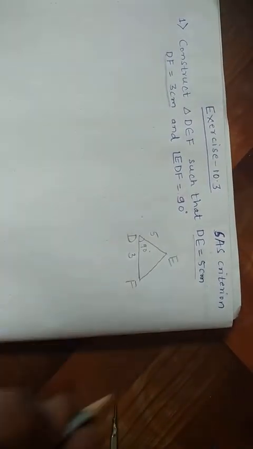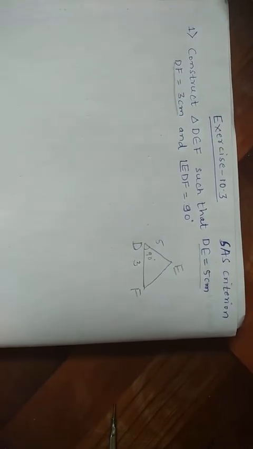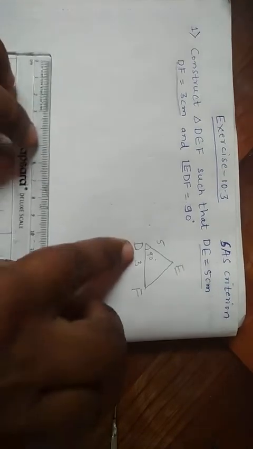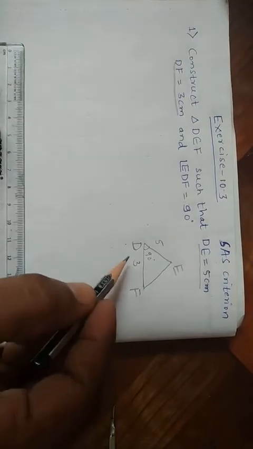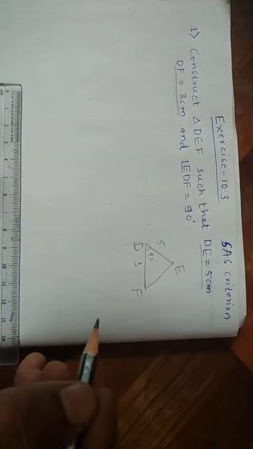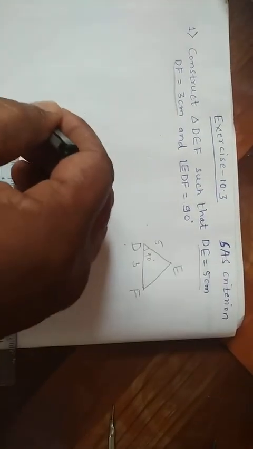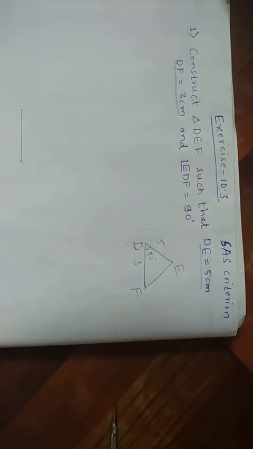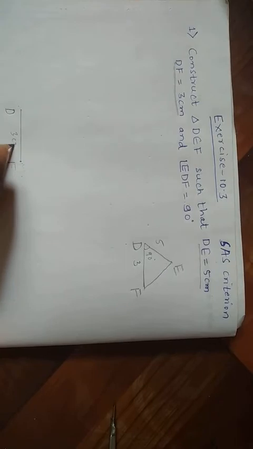Understood, students? So let me solve this using the geometrical equipments. First, you have to draw one line containing the measurement of 3 centimeter. Name this as DF. It is 3 centimeter.